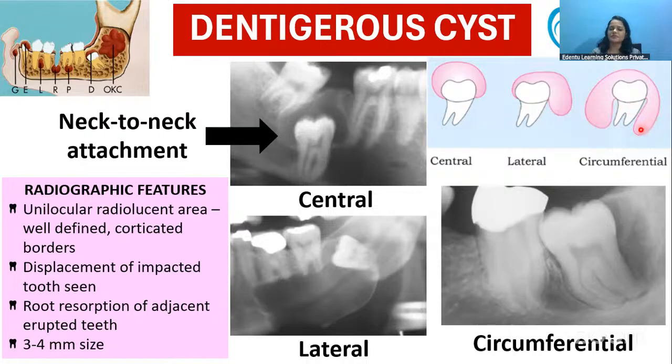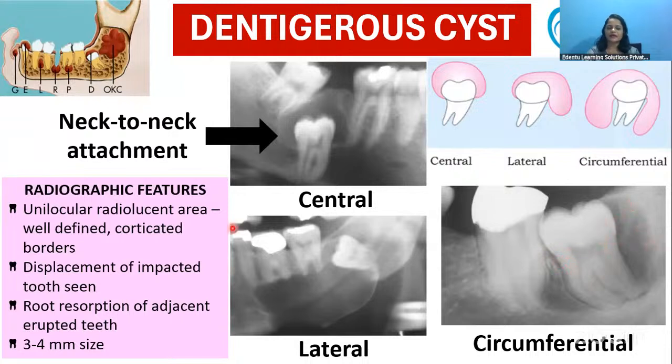Here also, circumferential means it will be completely enclosing the tooth, but still look at the attachment of the cyst. It will always be at the cemento-enamel junction. So these are the three types of dentigerous cyst. You have the central type, where the whole cyst encloses the crown of the tooth, and you have the lateral type, which is most commonly seen in mesioangular impacted cases. The cyst will be growing mainly towards one side. In the circumferential type, it seems like the cyst encloses the whole tooth, but the attachment is always at the cemento-enamel junction.